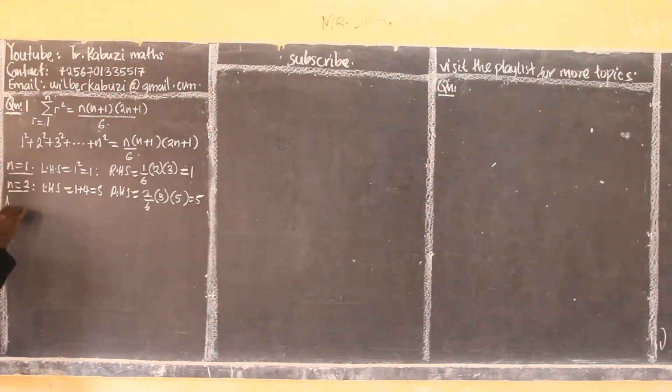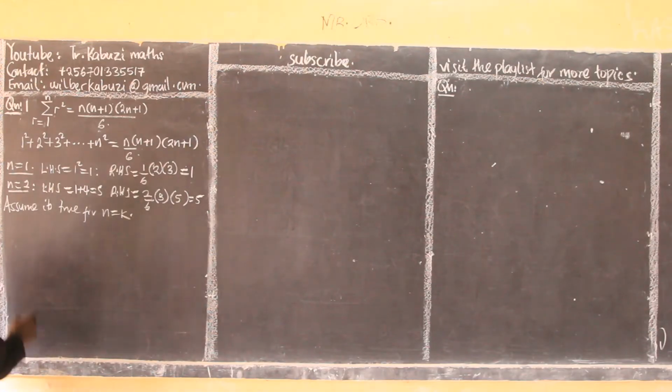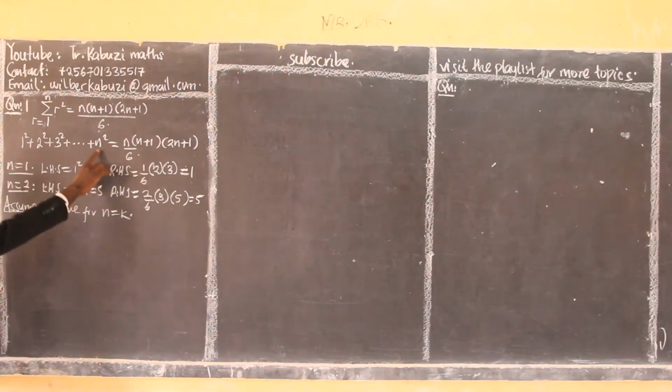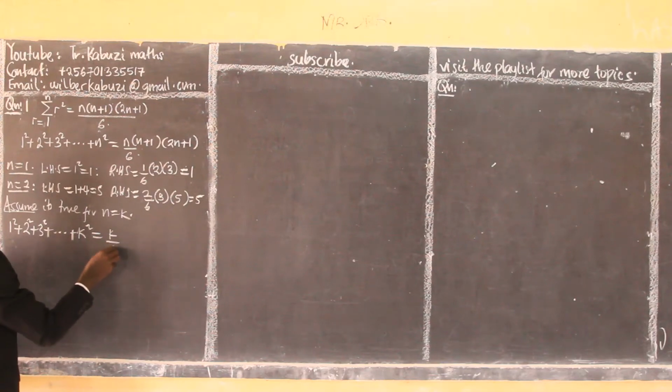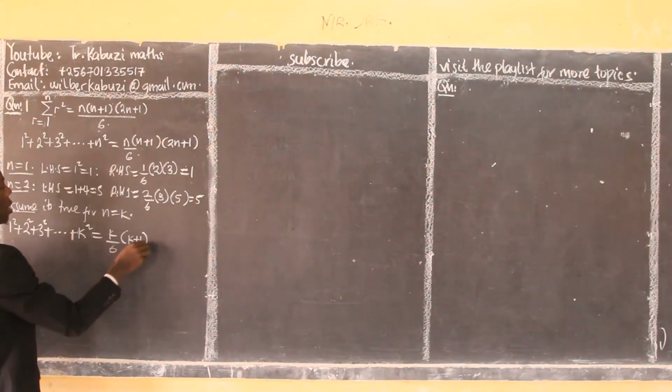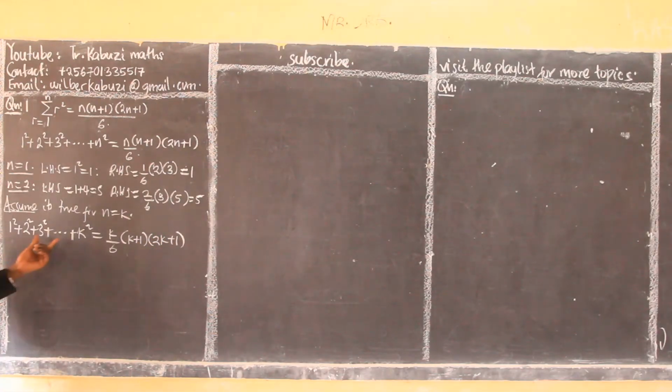Next step, we assume it's true for n equals to k. Now if it's true, we are just making an assumption. So we are putting, where there's n, we are putting k on the right and also on the left. So 1 squared. Now where there is n, I'm putting k. Now this is what I have. Where there is n, just put k.